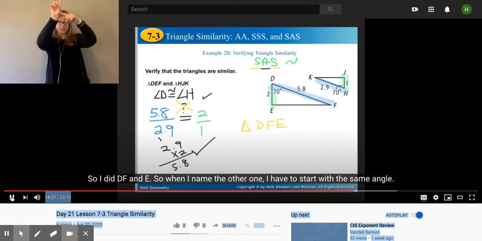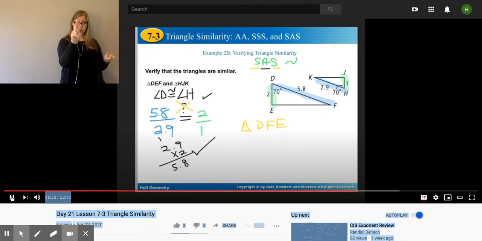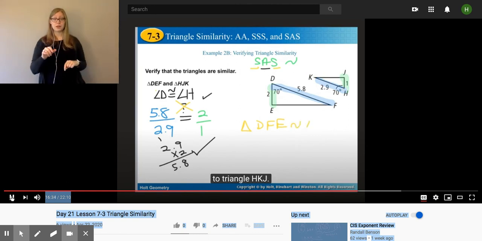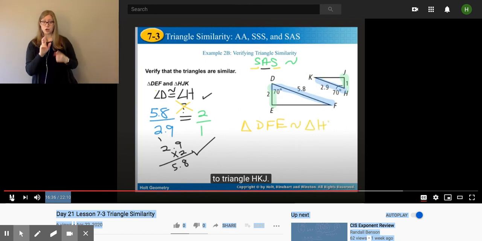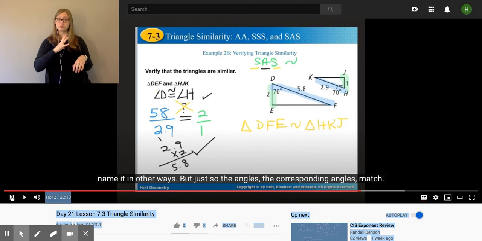So when I name the other one, I have to start at the same angle. So I'm going to start at the 70-degree angle, and I'm going to do HKJ. So it's similar to triangle HKJ. Now, it would be perfectly okay to name it in other ways, but just so the corresponding angles match.